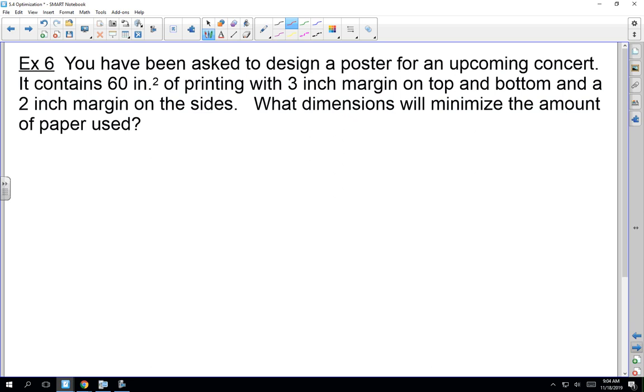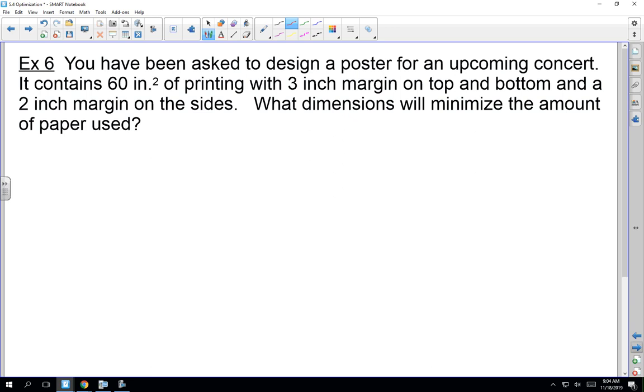With a 3-inch margin on top and bottom and a 2-inch margin on the side. So this one almost looks like a frame, except that it's a poster, so it is the whole thing. We're talking about minimizing the entire surface area of the thing, but with that 60 square inches of printing on the inside of it. So we're leaving some border around it, unlike those posters.